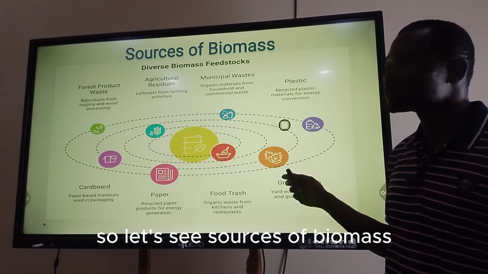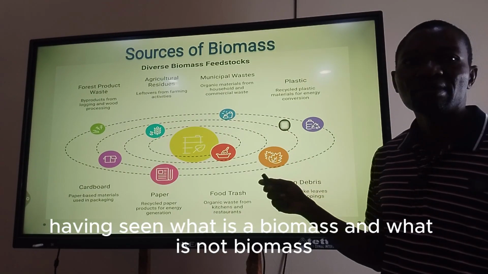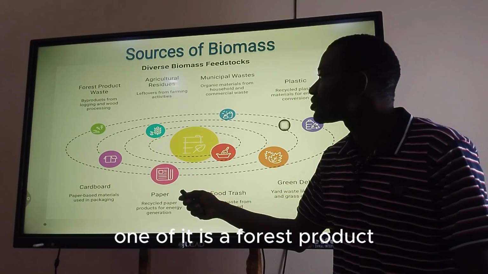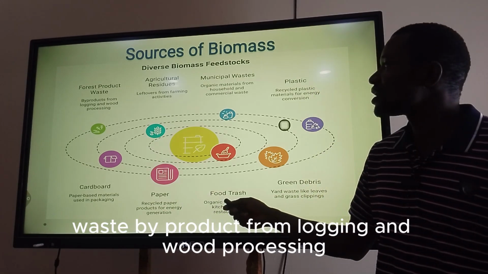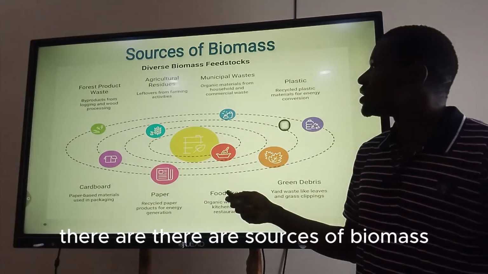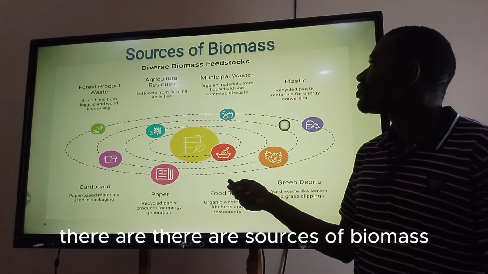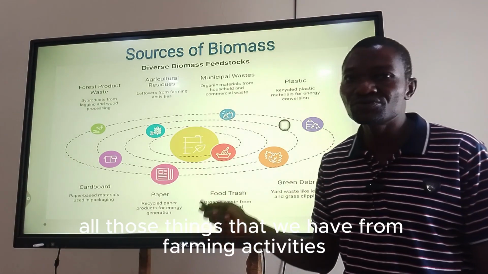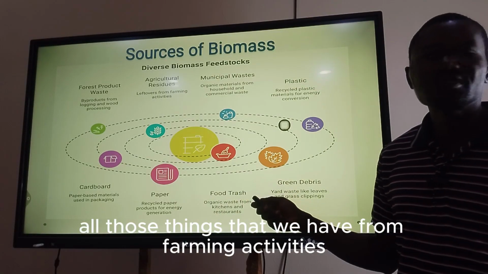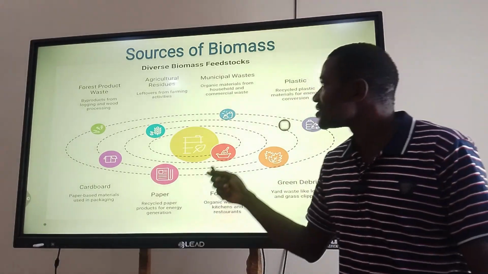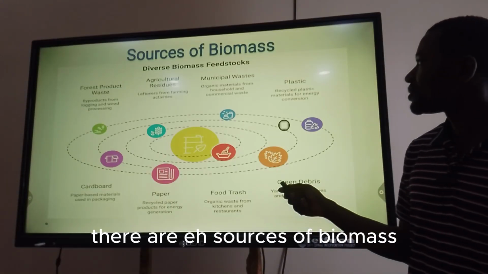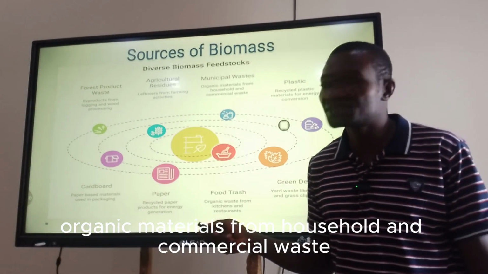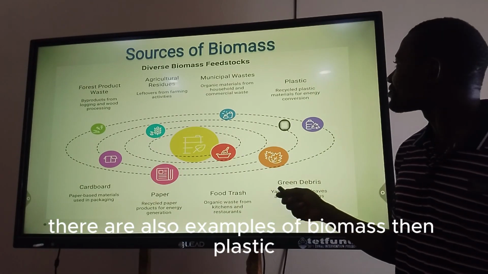So let's see sources of biomass, having seen what is biomass and what is not biomass. One of them is forest product waste, byproducts from logging and wood processing. They are sources of biomass. Also, agricultural residue, leftovers from farming activities. All those things that we have from farming activities, processing of farm produce, they are sources of biomass. Also, organic materials from household and commercial waste are examples of biomass.